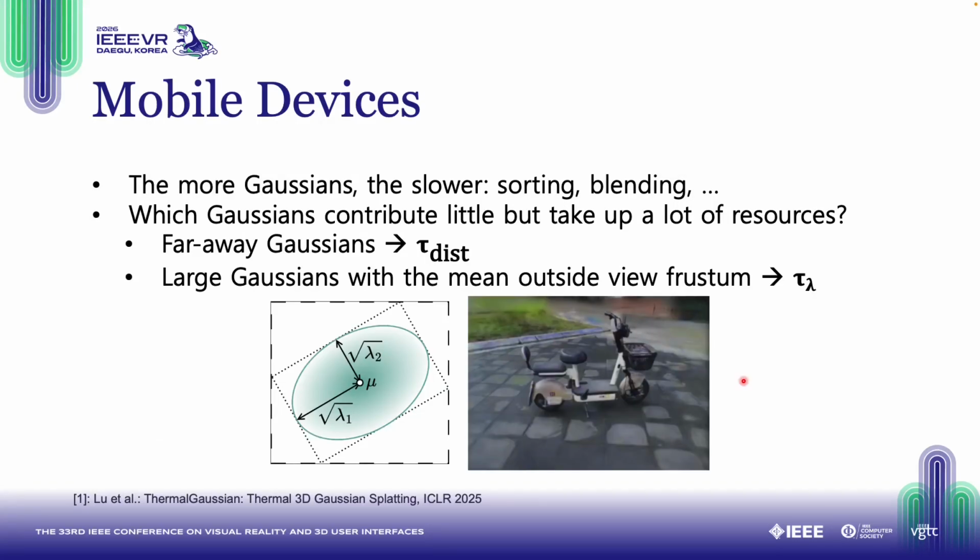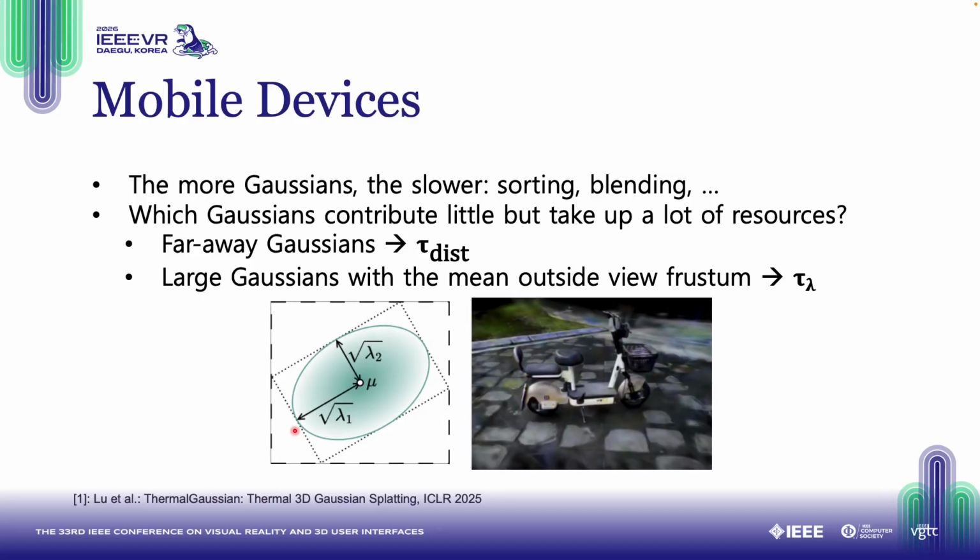The second threshold is tau lambda, and this threshold is concerned with large Gaussians with a mean outside of the view frustum. In this scene from the thermal Gaussian dataset, we cull Gaussians with an eigenvalue above a certain threshold and the mean outside of the view frustum. An extreme example can be seen in this image here, where we showcase how a very, very low threshold affects the renderings.